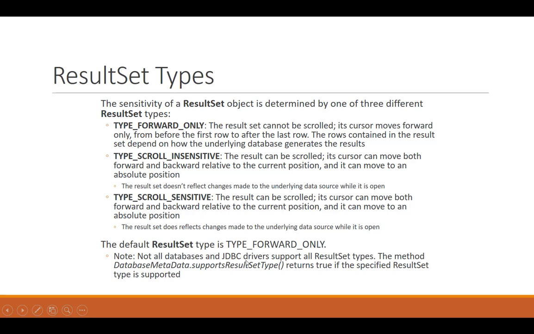Not all databases support all result set types. Forward only is the default, and it's the one that everything should use. The other 2 may or may not be available. These are actually easier when you're dealing with a flat file than when you're dealing with an actual database management system. So you're probably really more likely to see these 2 if you're working with a flat file. The method supportsResultSetType will return true if a given result set type is supported, false otherwise.